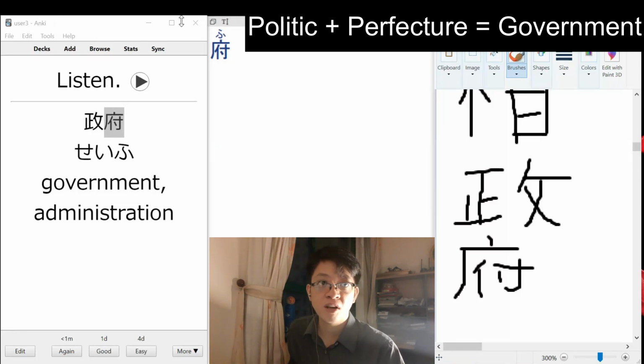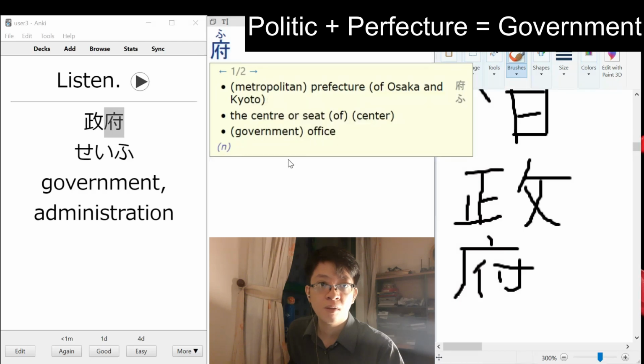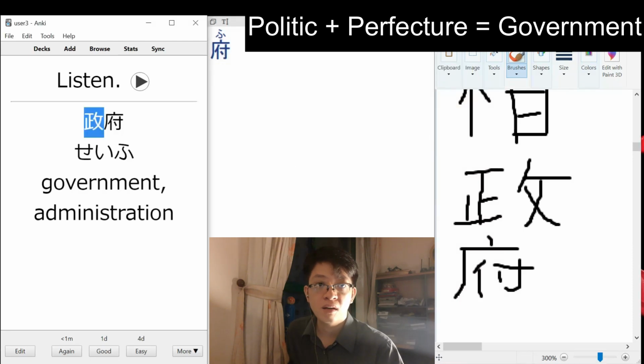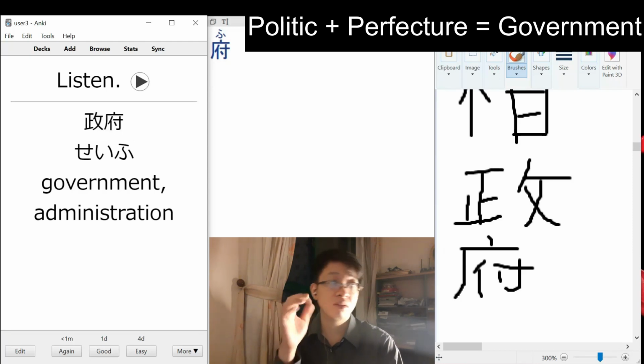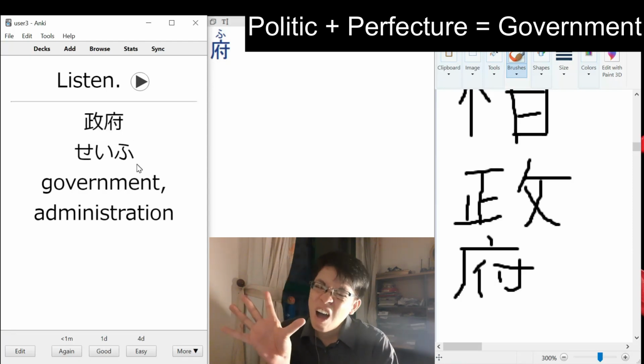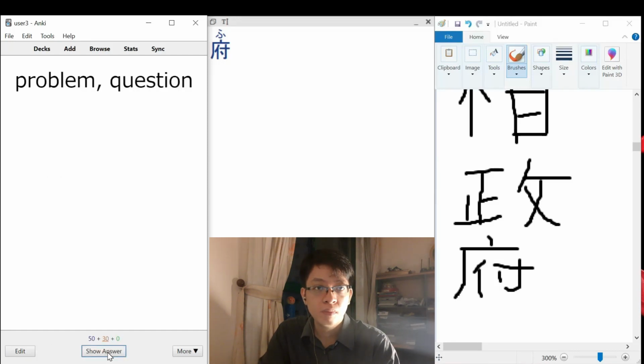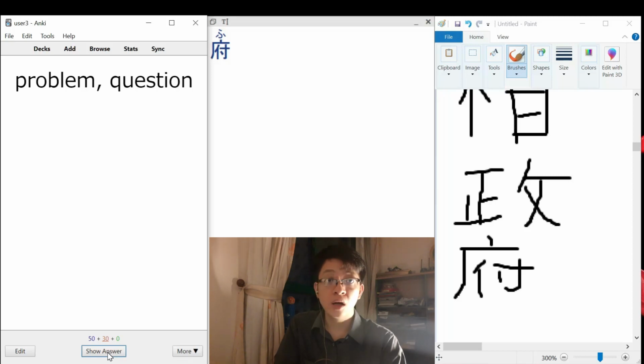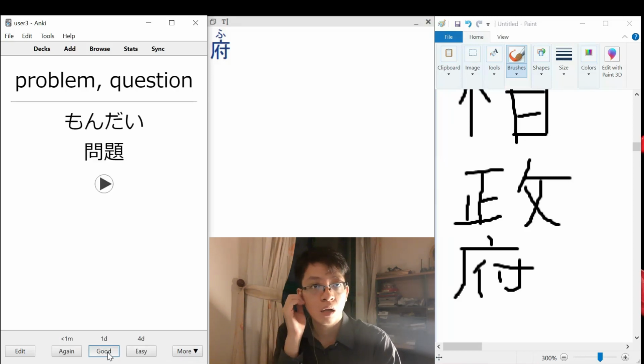That means prefecture or government office. So political, prefecture, government office, and it becomes government or administration. Kind of makes sense. Okay. Mondai. Okay, so let's be quick here and get to the new kanji of today. 問題.